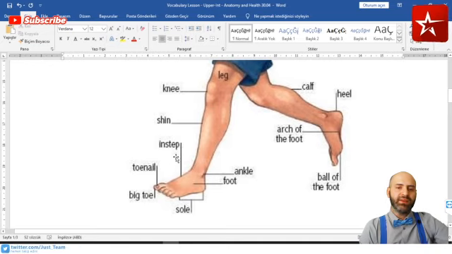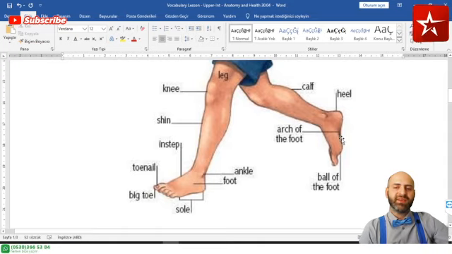And instep is this part of our foot. Also, we need to know heel. This is a very important word because we have some combined and compound words with this. For example, high heel shoes. So if it is high heel shoes, it touches this part of your body. That's why the name is high heel shoes. Okay.